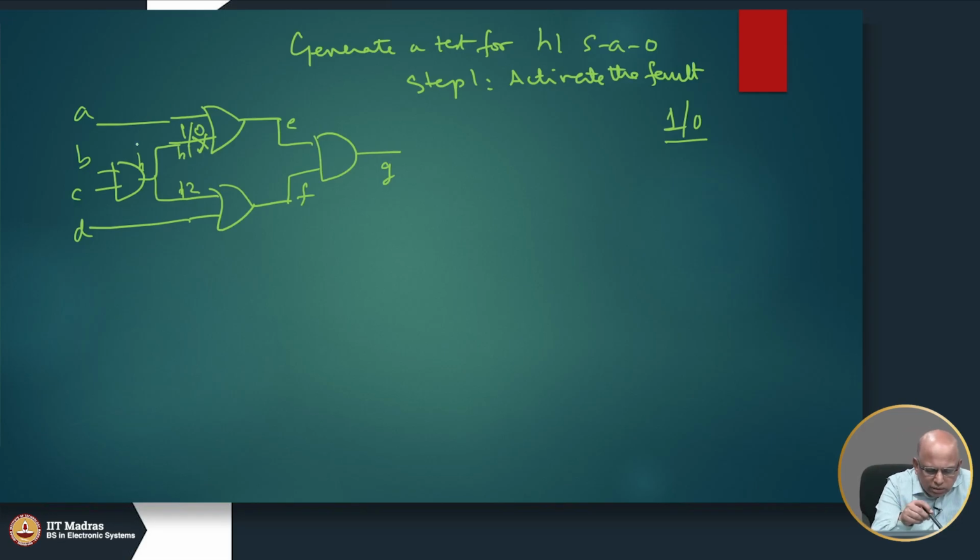In order to put a 1 here, we have no choice but to put 1 here. If I apply B and C to be 1, then I will be able to put a 1 here. The next thing is to propagate the fault. To further send the effect of the fault to E, I have no choice but to put a 0 here. If I put a 1 here, then both the good and the faulty circuit will get a 1 here. So, if I put a 0, then a good circuit produces a 1, the faulty circuit produces 0.